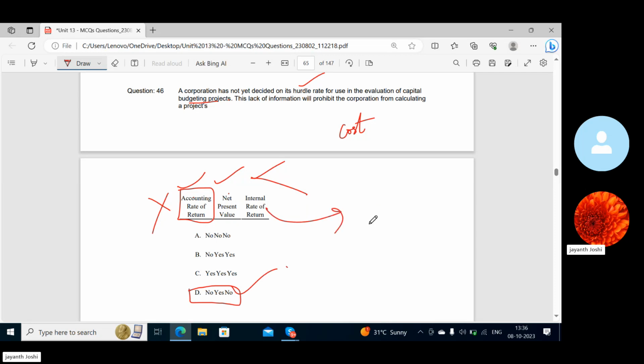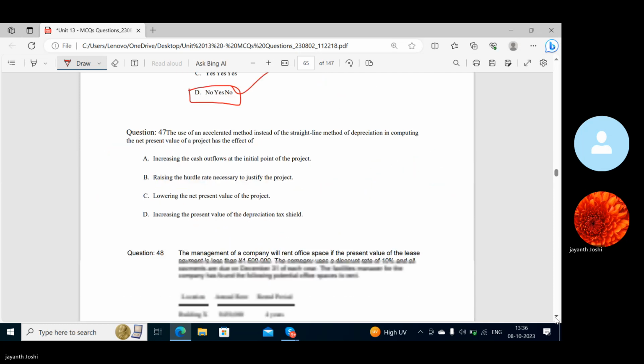Yes. This can be done with trial and error, taking a lower and higher rate, taking any particular rate and finding out for which we get negative and positive NPVs. For this, we want accounting income. We don't want cash flows. Okay. Yeah, next one.